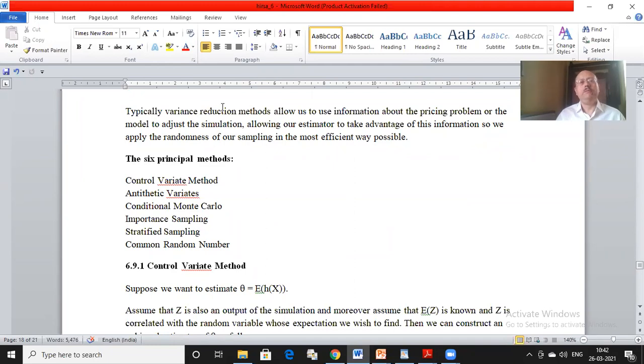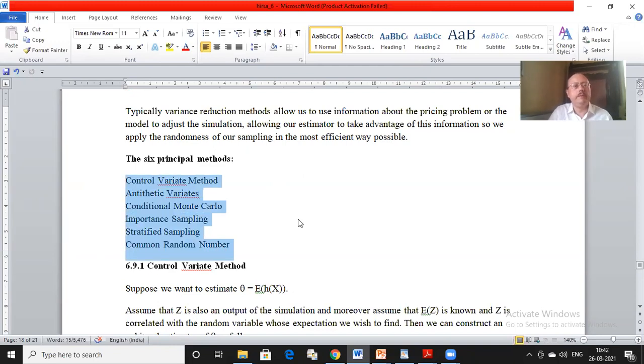So what do we do? We allow our estimator to take advantage of whatever information we have. So we use the randomness in the most efficient way possible. So let us just try to talk about some of these methods. Some of these methods might be known to you. The 6 common methods that I am going to talk about are control variate, antithetic variates, conditional Monte Carlo, importance sampling, stratified sampling, and use of common random numbers.